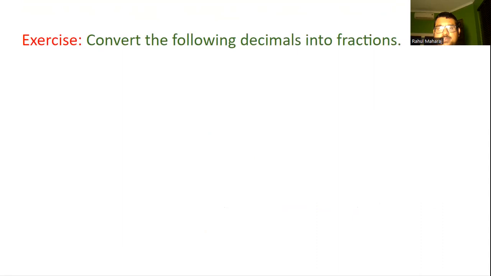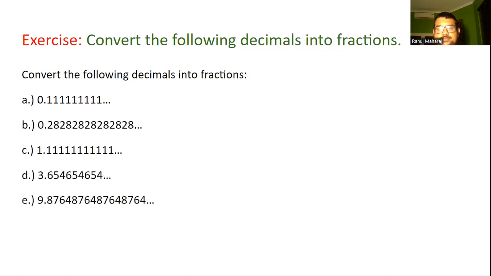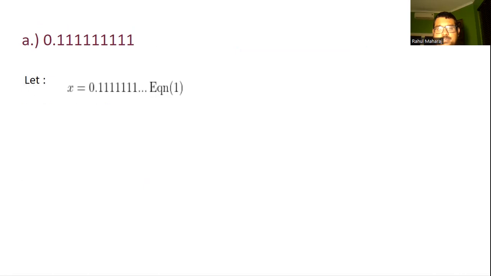Let's do this exercise where we convert the following decimals into fractions. So here we have A, B, C, D, and E. I want you to pause the video and convert those decimals into fractions. Okay, so for A, we have 0.11111. What we do is our normal routine where we let y be equal to 0.11111, and we call that equation 1. Then we multiply both sides of equation 1 by 10 because we have only one digit repeating.